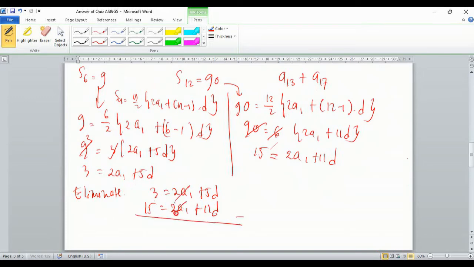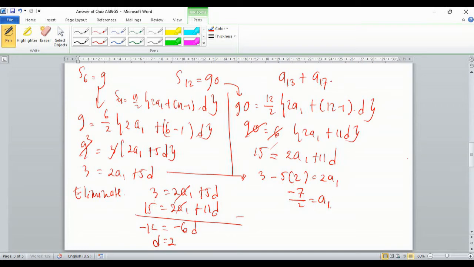So it's minus 12 equal with minus 6d, right? 3 minus 15 is minus 12, 5 minus 11 is minus 6, so we get the difference equal to 2. Okay, we have the difference equal to 2, so we need to find the a1. Okay, 3 minus 5 times 2 equal to a1. So minus 10 minus 7 over 2, we get the a1.